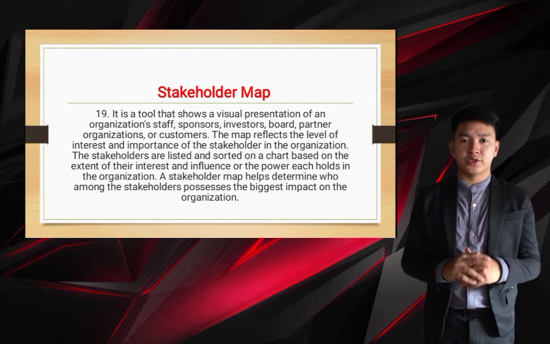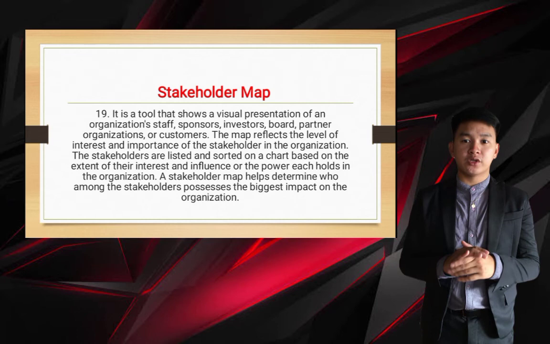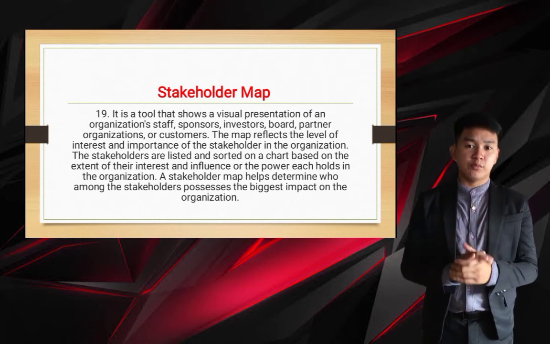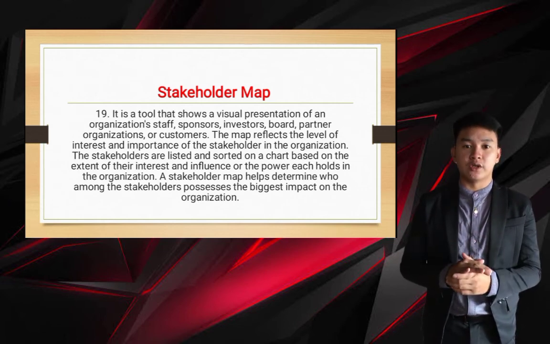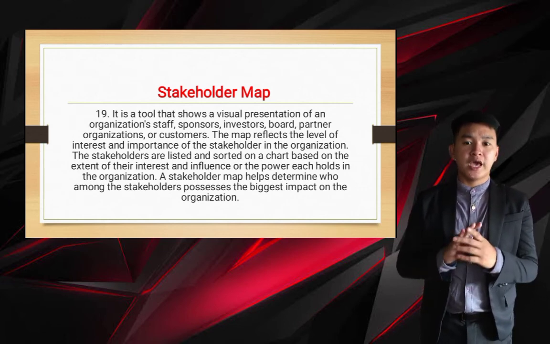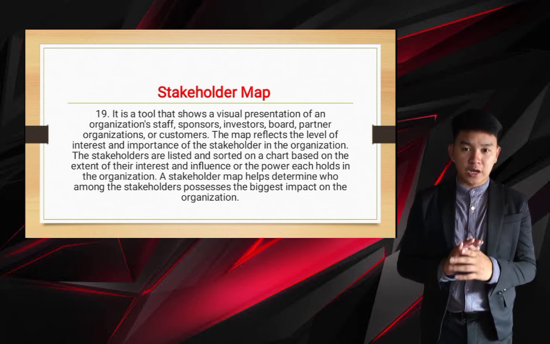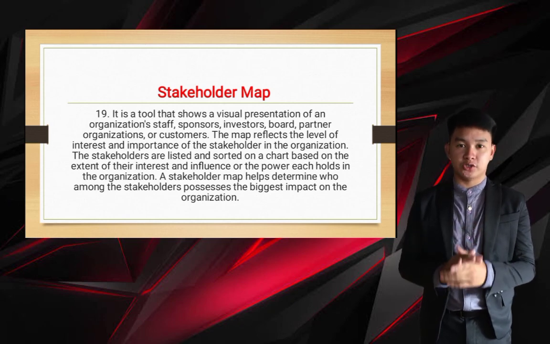The stakeholders are listed and sorted on a chart based on the extent of their interests and influence or the power each holds in the organization. A stakeholder map helps determine who among the stakeholders possess the bigger impact on the organization.